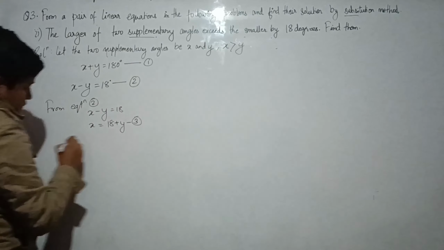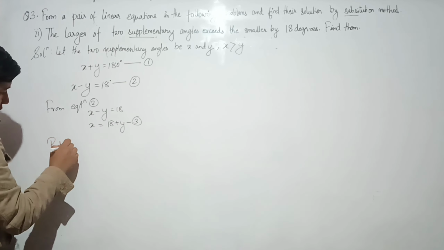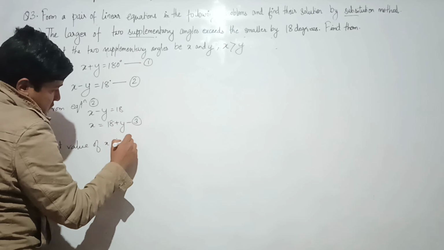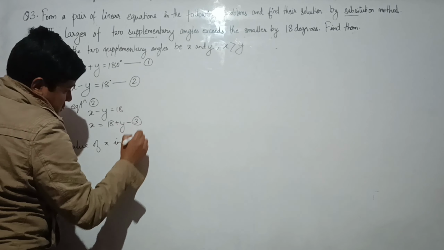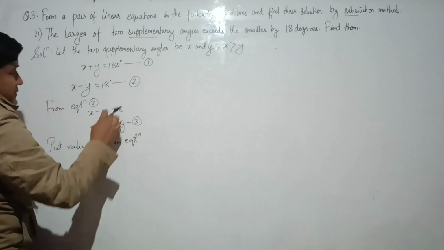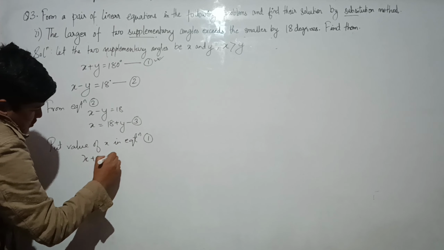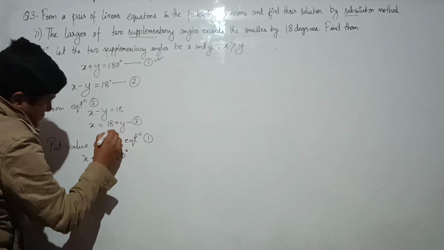Let us say 3. Put the value of x in equation. So I am going to 2 banako. So we cannot put in 2. We should put in 1. Equation 1. So x plus y equals 180 degrees.